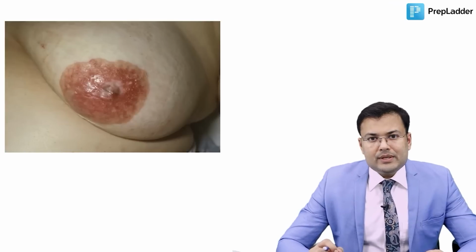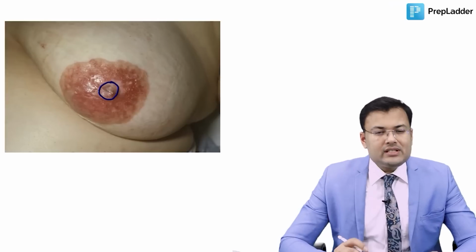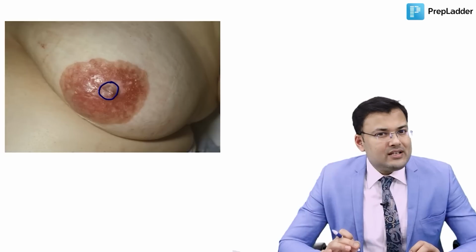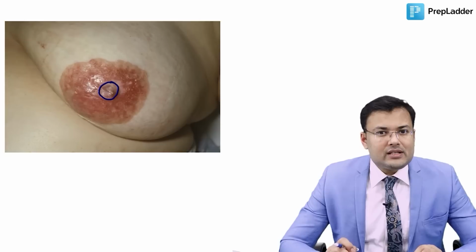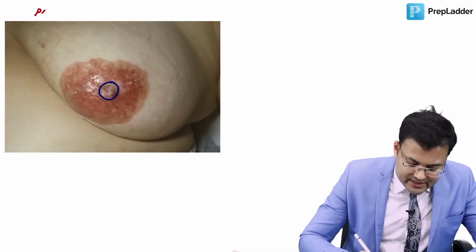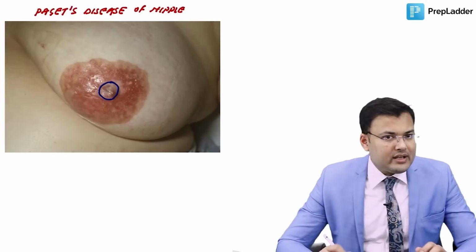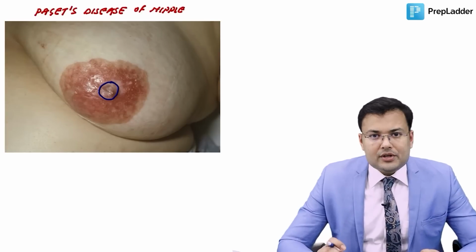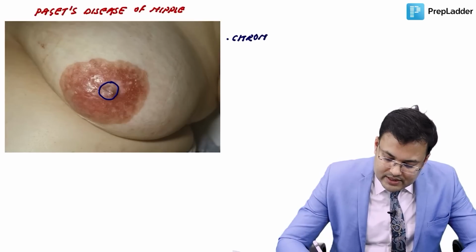Now see this image. This is a potential image-based question. What you can see here in the breast is the nipple, and there is a chronic eczematous lesion or eruption of the nipple. So what is the name of this condition? This is Paget's disease of nipple. Clear? In this condition, there is a chronic eczematous lesion or eruption of the nipple, as you can see here.